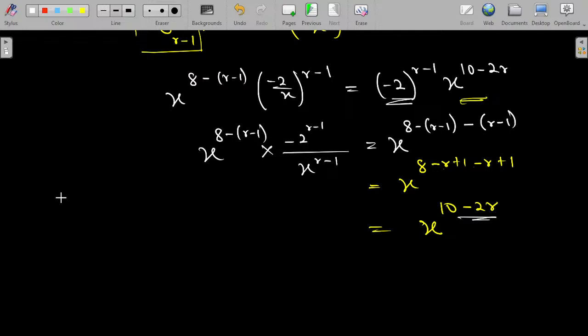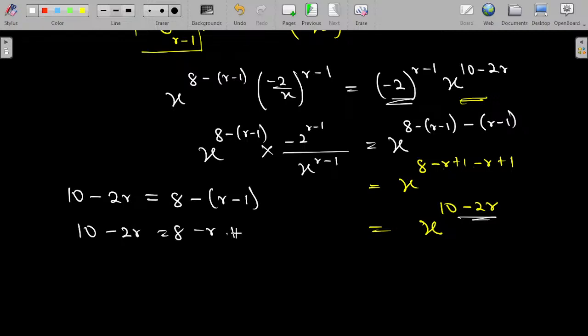Okay, so that means 10 minus 2r must be equal to 8 minus r minus 1. And if you work on this, they now asked us to solve it to finish up. So which is going to be 10 minus 2r equal to 8 minus r plus 1. And this is going to be 10 minus 2r equal to 9 minus r.